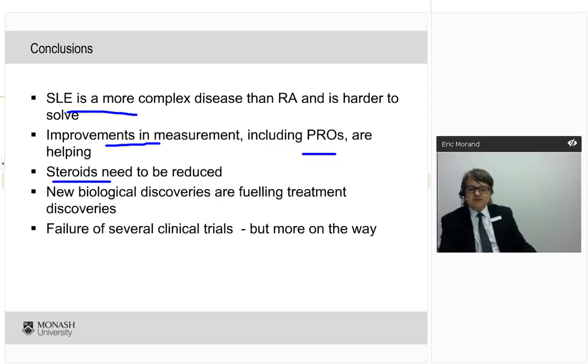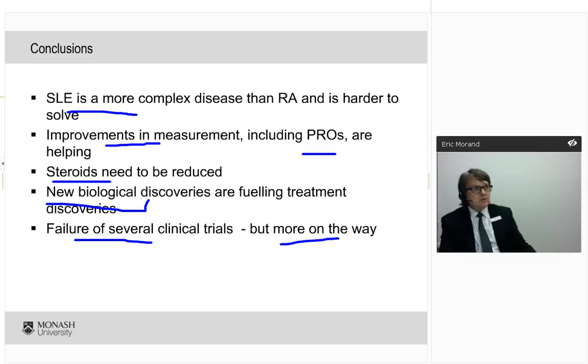We've got to use less steroids in the treatment of lupus patients because, although they're effective for treating inflammation, they do significant harm as well. The good news is that technology is fueling new discoveries that we really believe are going to fuel the discovery of new treatments, even though some clinical trials have failed, and that's been very sad for the patients involved as well as for the scientists. More are on the way, and we really do think there's light at the end of the tunnel.